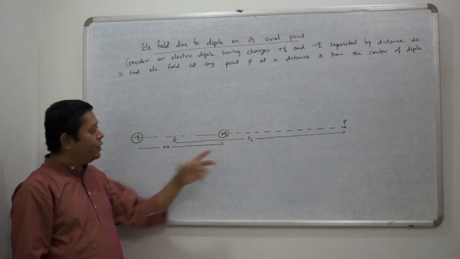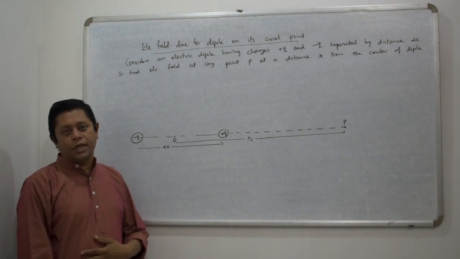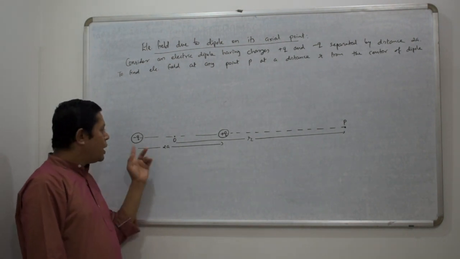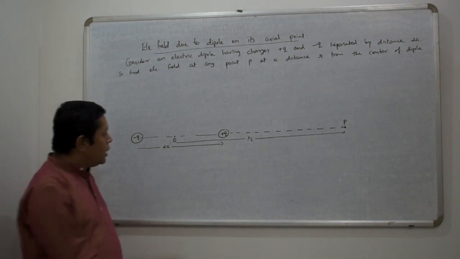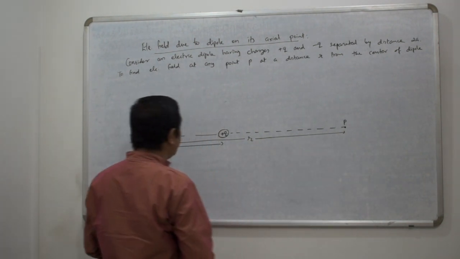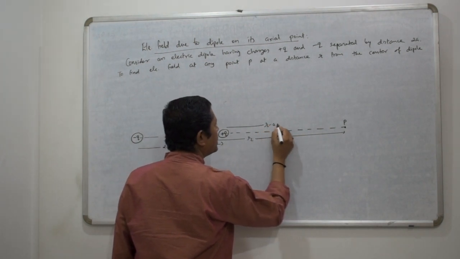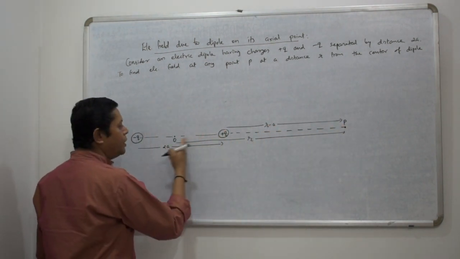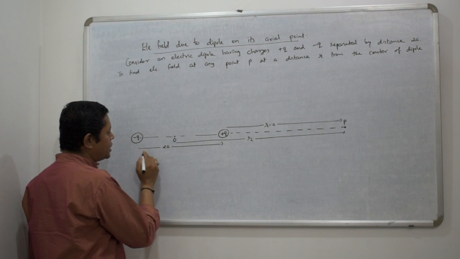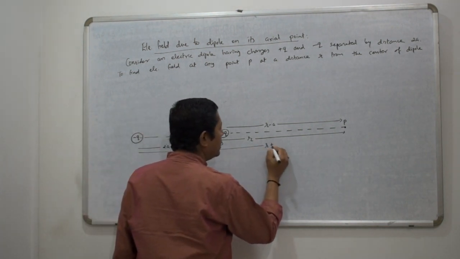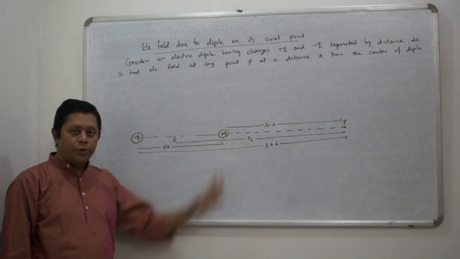To find the electric field due to this dipole at point P, you know that the electric field due to a point charge is kq by R square. So you have both the charges. Now what you need is the distance of each charge from point P. If point P is at a distance R from the center, then the distance from the positive charge will be R minus A, as the distance between the positive charge and the center is A. Similarly, the negative charge distance will be R plus A.